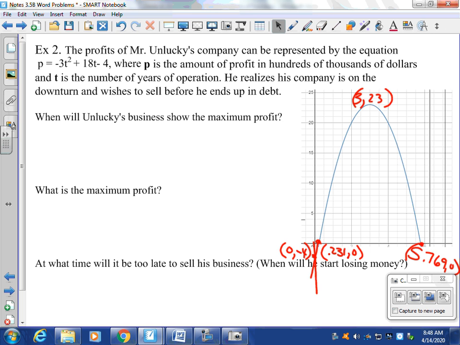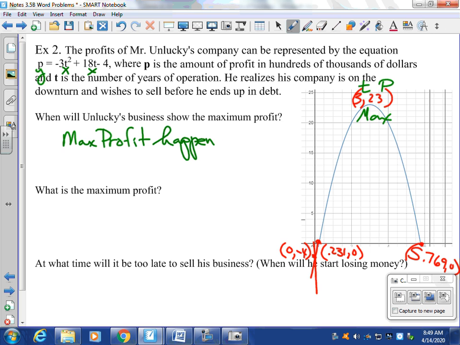When is Mr. Lucky's business showing the maximum profit? Well, maximum profit, this is our maximum. Remember that these were our X's and these were our Y's. So this represents time and this represents profit. So when did he make a profit at the maximum amount? His max profit happens in 3 years.